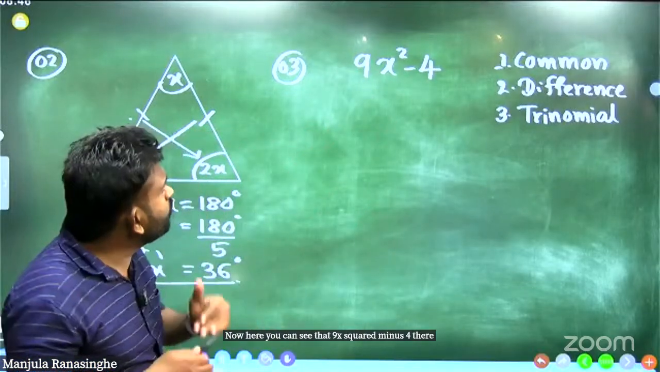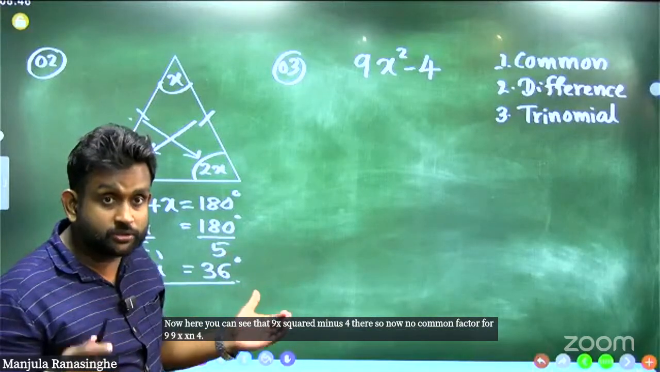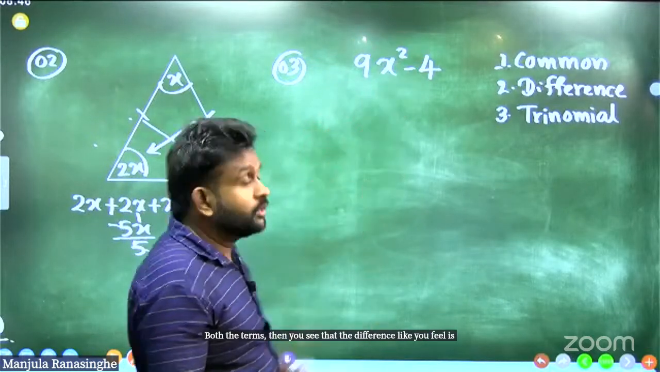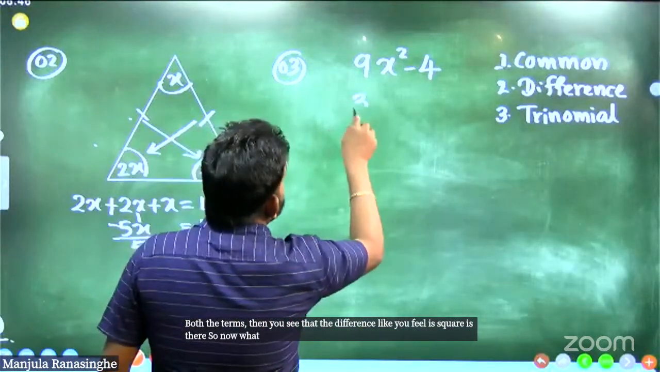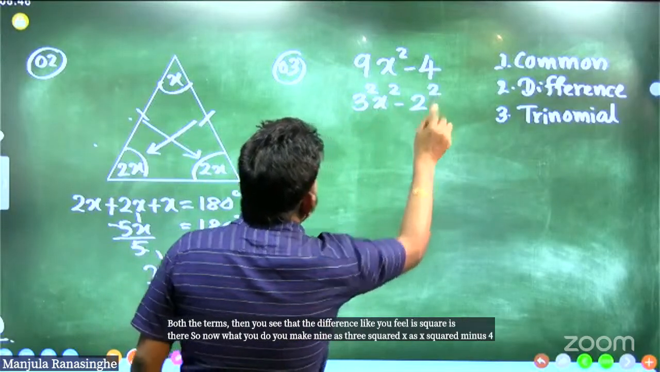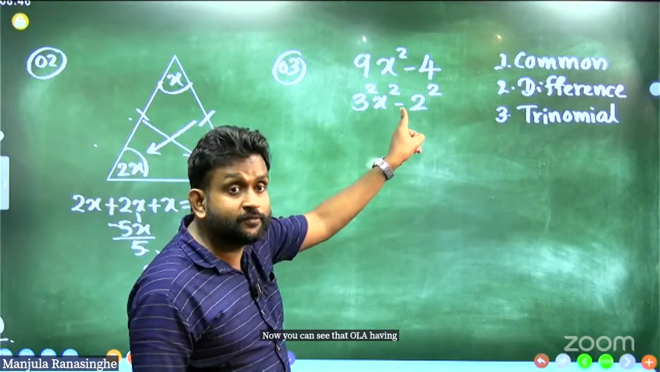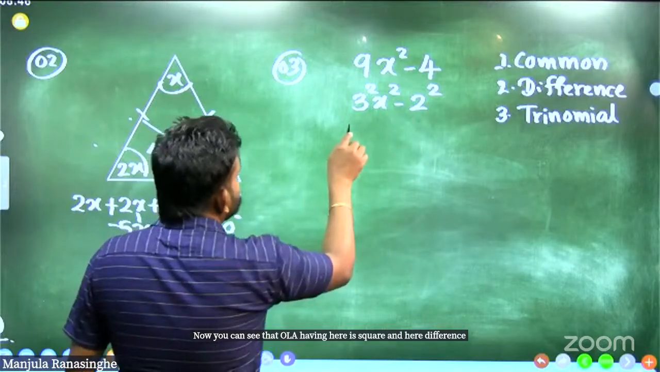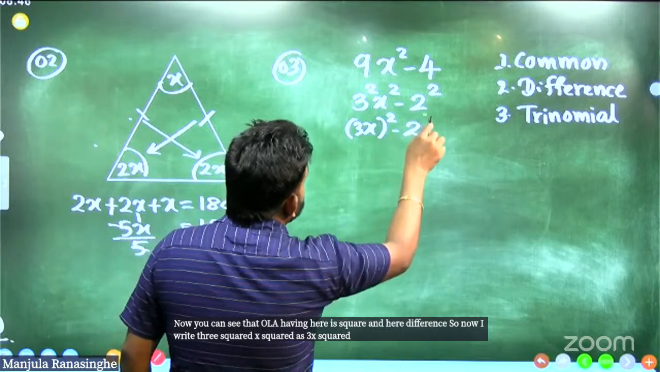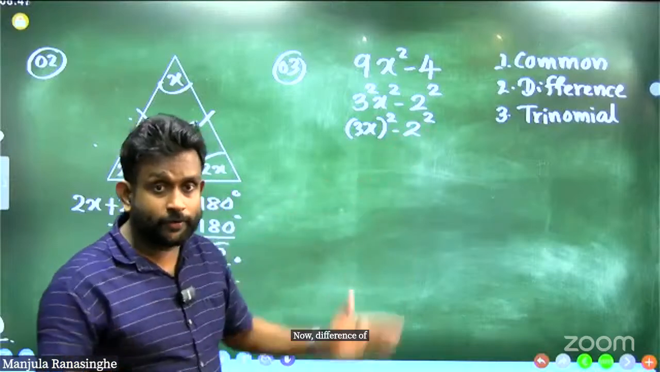Now there is no common factor for 9x squared and 4, both the terms. Then you see that it is a difference of squares. So now what you do, you make 9 as 3 squared, x squared as x squared, minus 4 as 2 squared. Now you can see that all are squares and here is a difference. So now I write 3 squared x squared as (3x) squared minus 2 squared. Now it is a difference of 2 squares, so how to factorize it?